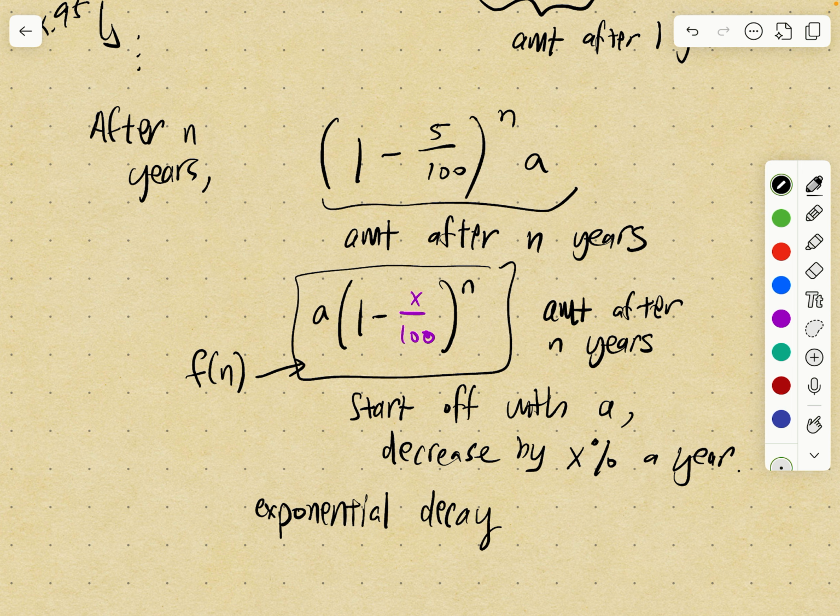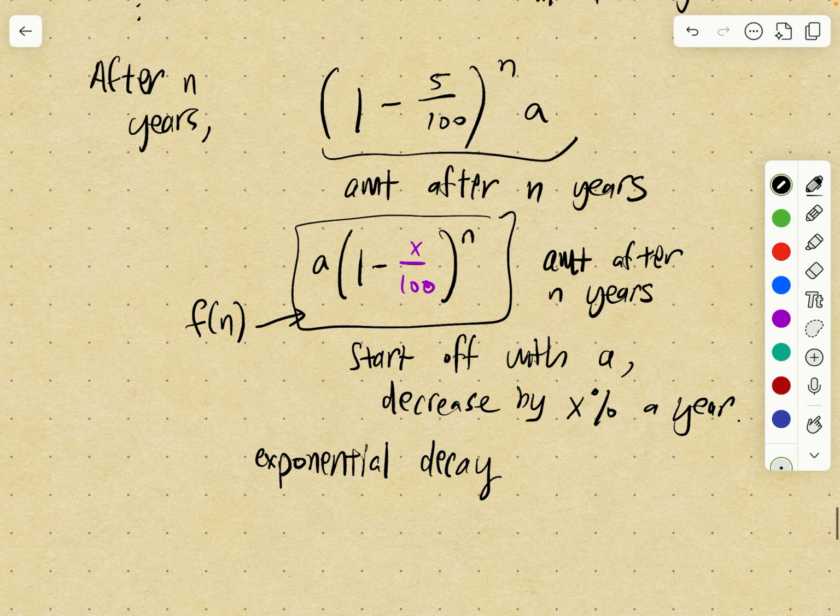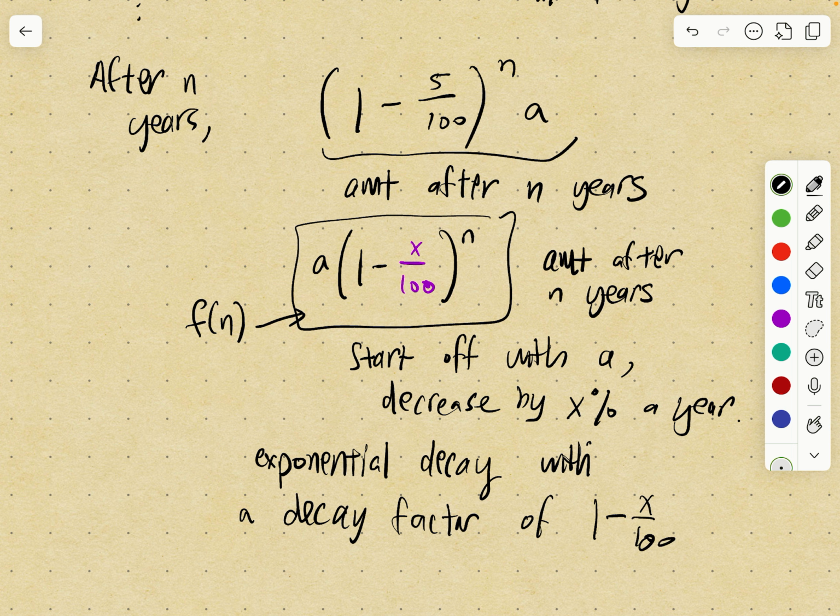because you're subtracting a positive number from 1. So 1 minus x over 100 is less than 1. So you have an exponential decay with a decay factor of 1 minus x over 100. In this case, your b is 1 minus x over 100. So that's how exponential functions are related to exponential growth and exponential decay.